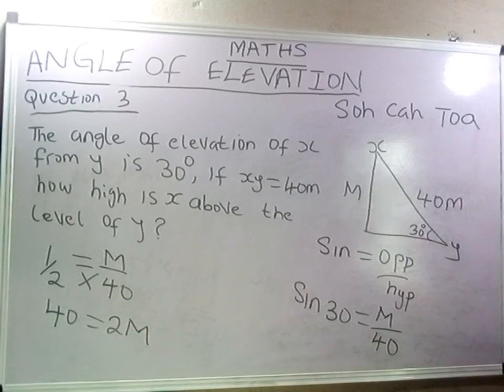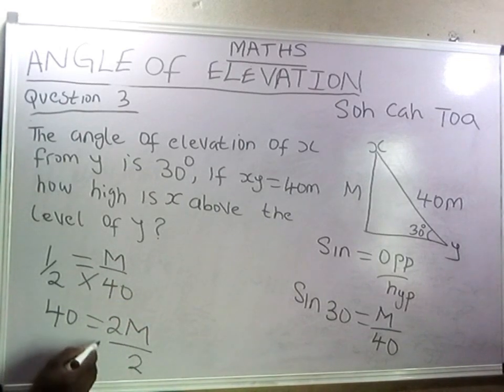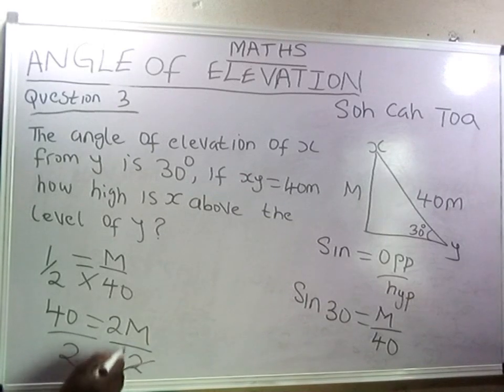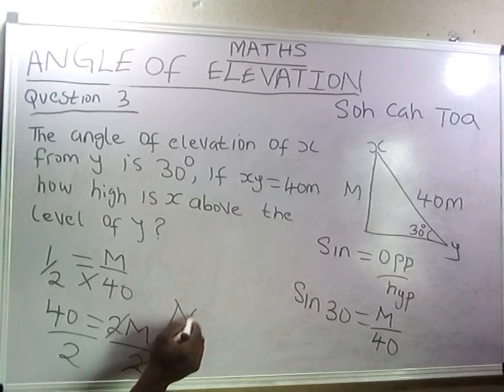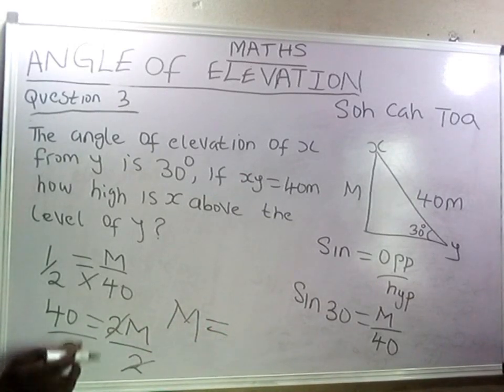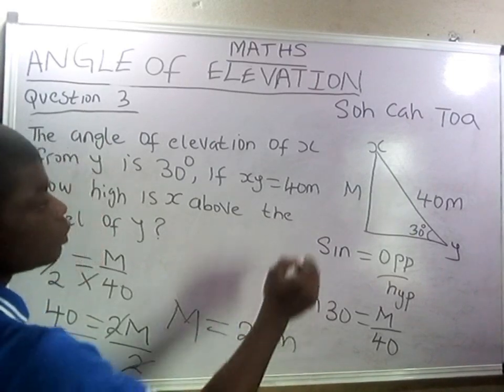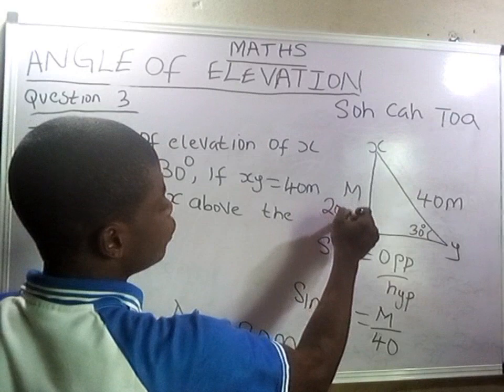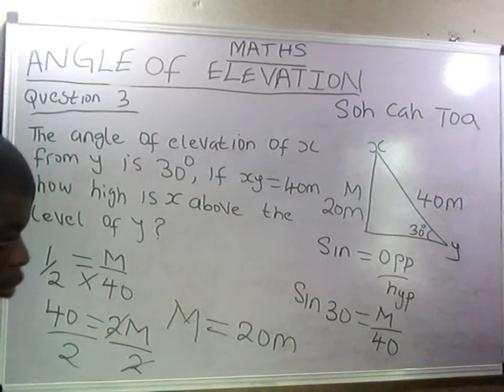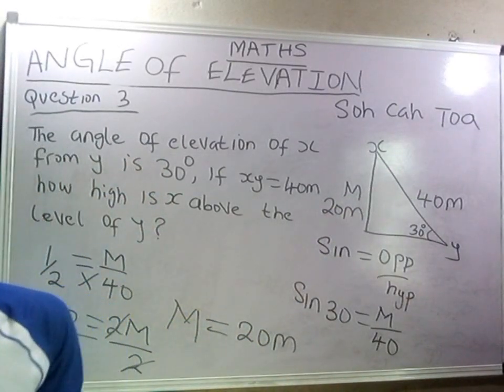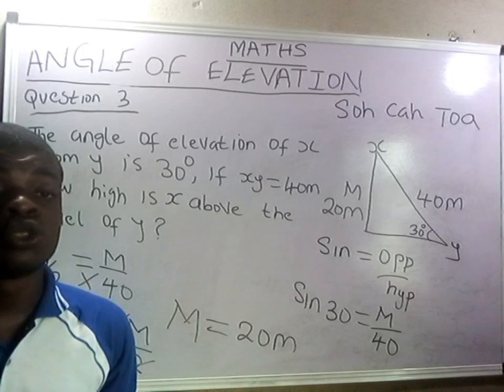The next step is to divide both sides by 2. So 2 cancels 2, and m equals 40 divided by 2, which is 20. So m equals 20 meters. So this side here is 20 meters. This is the answer to this question.